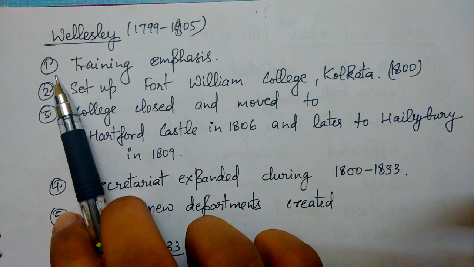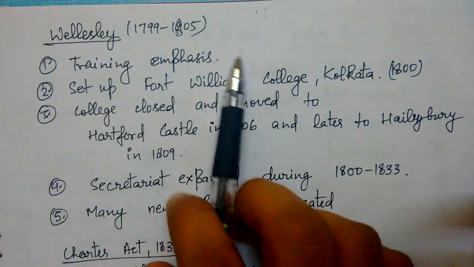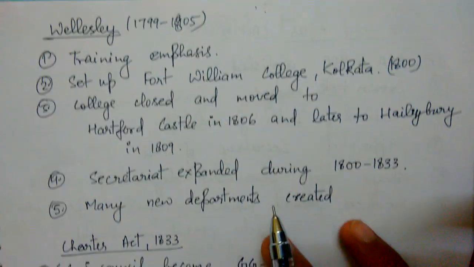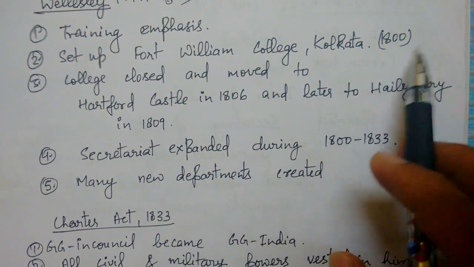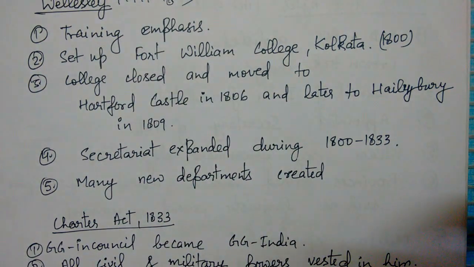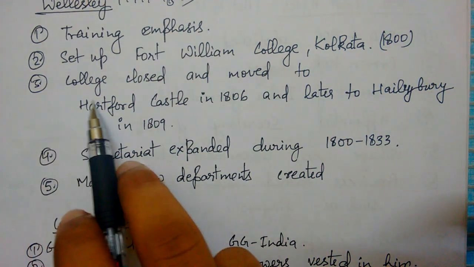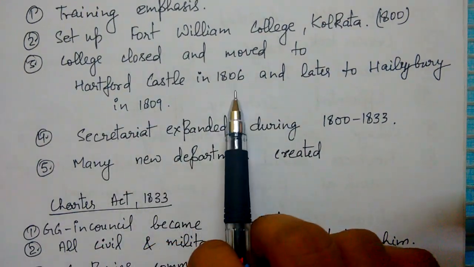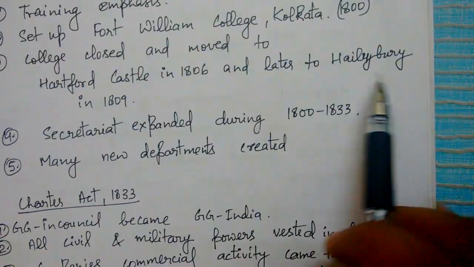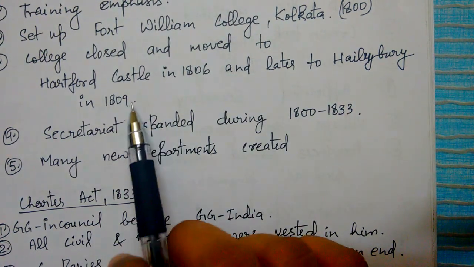The first reform was that he emphasized training, that civil servants should be trained, and he set up Fort William College in Kolkata in 1800, and he set it up without asking permission from the Board of Directors. But later the Board of Directors refused, so the college was closed and moved to Hertford Castle in 1806 and later to Haileybury in 1809.